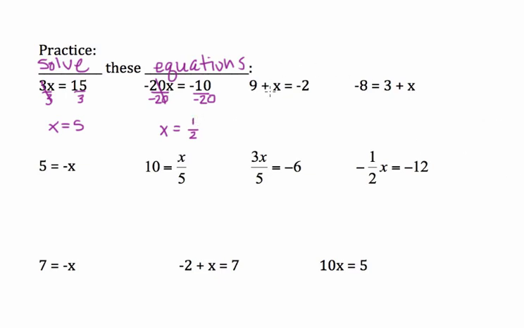Go to the side with the x, undo what's been done to the x. I have a positive 9 right here, so I have to subtract 9 from both sides. X equals negative 11. Go to the side with the x, undo what's been done to the x. I have a positive 3, so I want to subtract 3 from both sides. Negative 11 equals x.